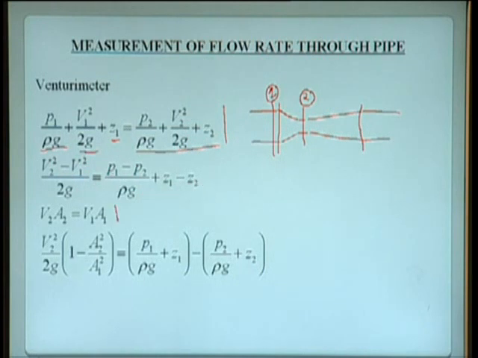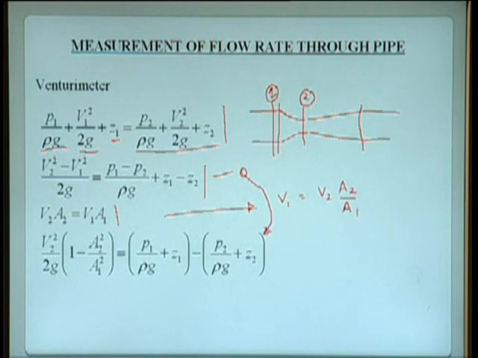Now with the help of the continuity equation, V2A2 is equal to V1A1, right. So with the help of this equation, the previous equation can be changed to one velocity. Either we change V2 into V1 or V1 into V2. Here we are changing V1 into V2. So V1 is equal to V2 A2 divided by A1. From this equation we can write V1 is equal to V2 A2 divided by A1, right. So with the help of this equation we can write this one in this form.